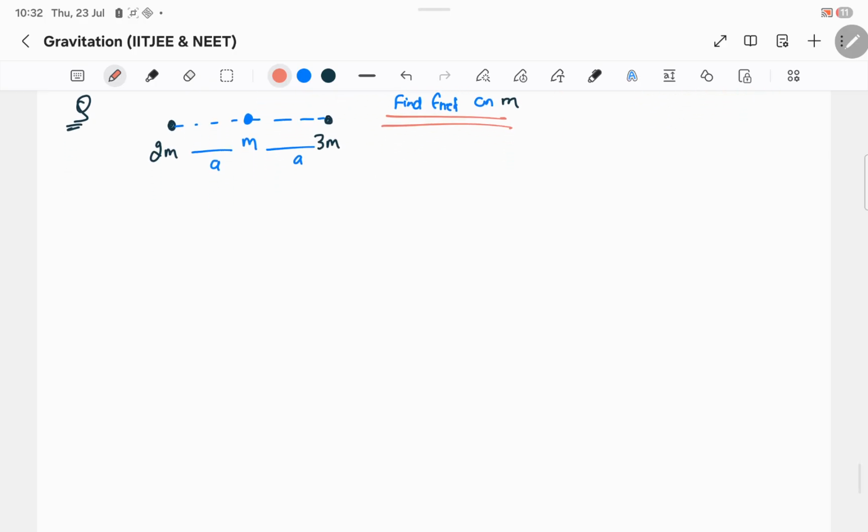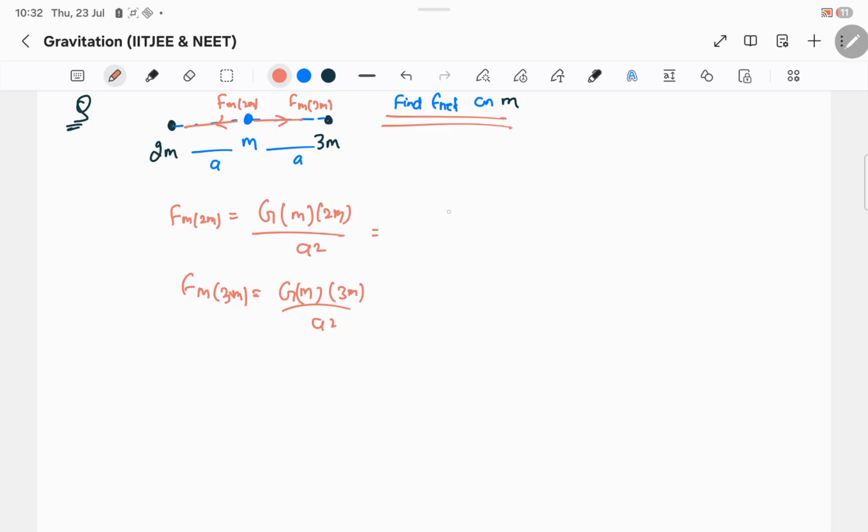First you will see the 2m mass will attract in this direction, and the 3m mass will attract in this direction. So the force on m because of 2m will be in this direction, and the force on m because of 3m will be in this direction. Now you can write the force on m because of 2m: that will be G times m into 2m by a square, since it is kept at the center of the line joining them. Similarly, the force on m due to 3m will be G times m into 3m by a square. You can say this will be 2 times G m square by a square, and this will be 3 times G m square by a square.